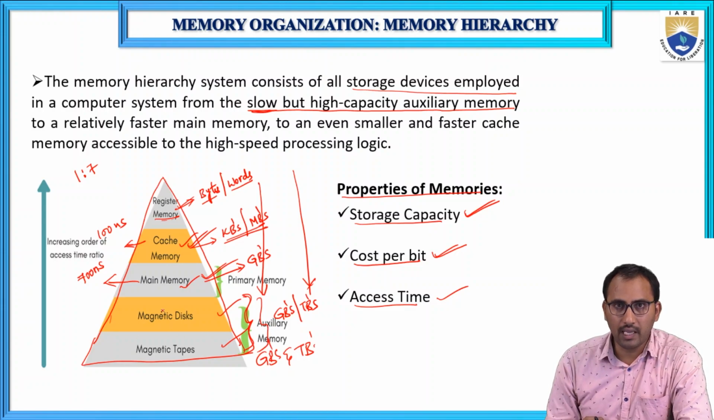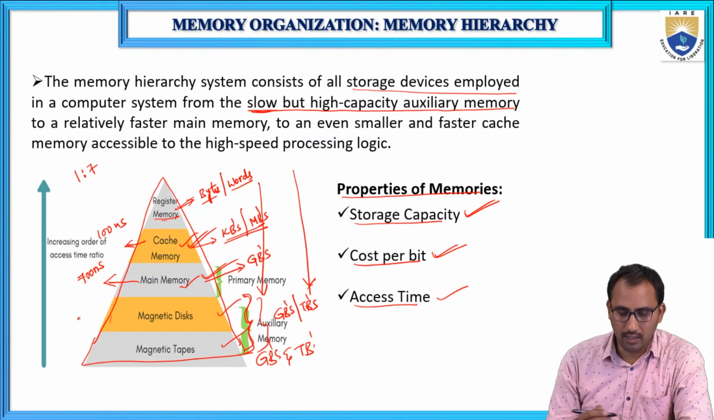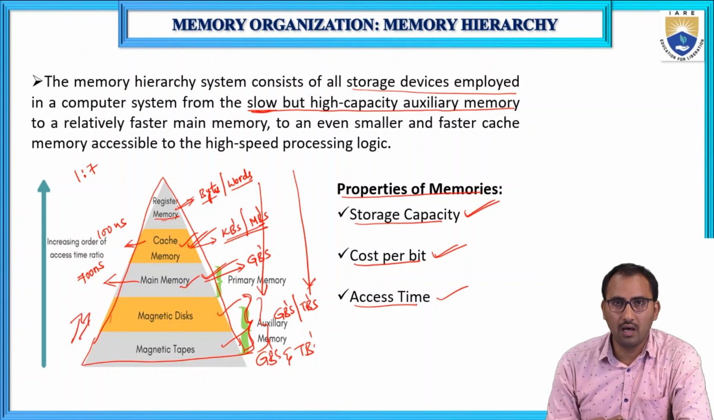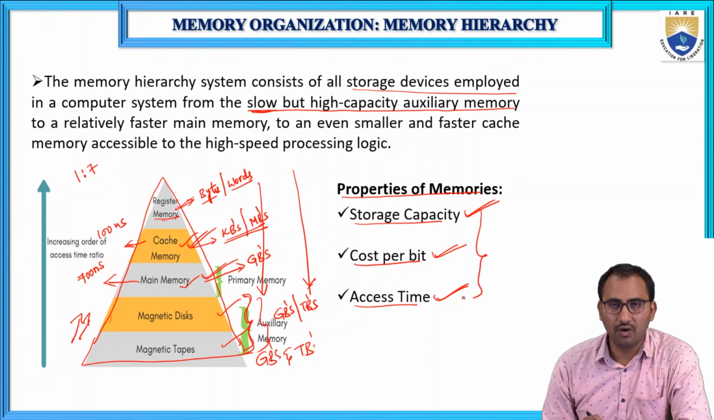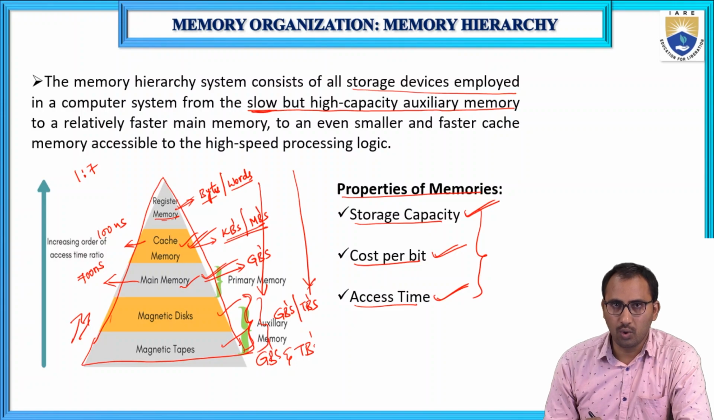Okay. And coming to the auxiliary memory, its access time is 1000 times that of the main memory. That means the access time is very high, so the auxiliary memory devices are very slow. Okay, so these are the access times. These are the three main important properties of memory: storage capacity, cost per bit, and access time.